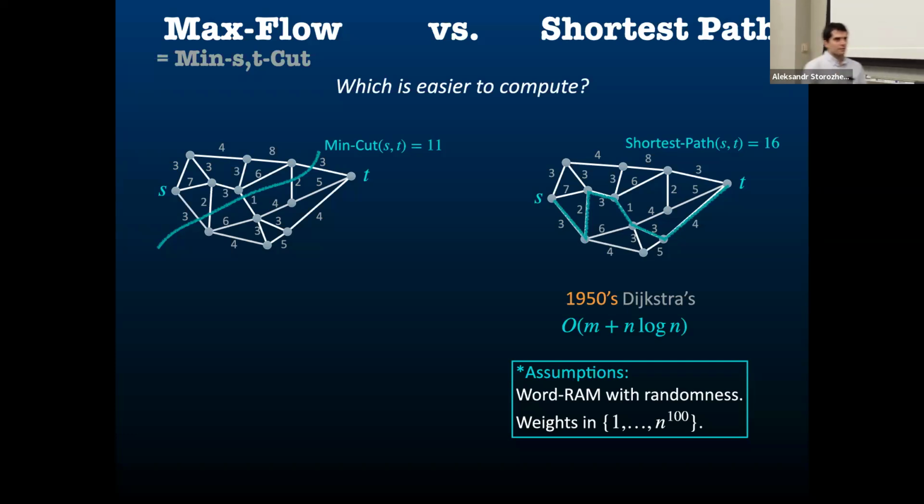For shortest path, there's Dijkstra's algorithm. It's a classical, very simple algorithm that runs in this time. In graphs, we're going to have n nodes and m edges. So the running time is near linear, m plus n log n, and it computes the shortest path. Great, so that's super fast for us, almost linear.